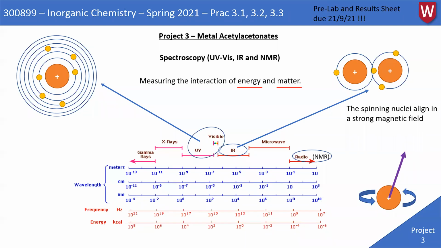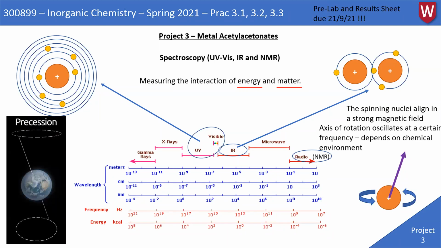Now, if we put the spinning nuclei in a strong magnetic field, like we do in an NMR experiment, we expose them to a very strong magnetic field, and all of the axes of rotation align. They can either be parallel or anti-parallel, so they're either pointing in the same direction or opposite directions, but they're always aligned to each other. Now, the axis of rotation that we can see here, this purple arrow, oscillates at a certain frequency, and that depends on the chemical environment that it finds itself in.